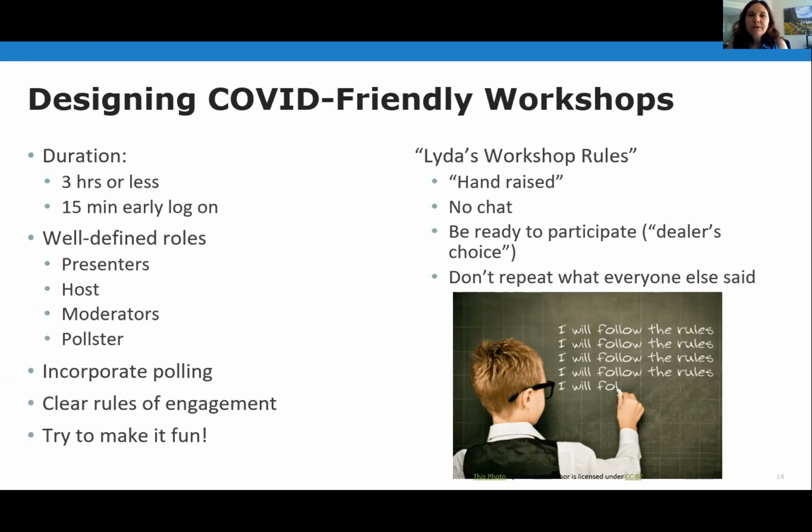And then finally, because we are in this virtual environment where you can't see people, we do want you to participate, but we don't want you to repeat what everyone else just said because otherwise that burns through your workshop time. So those are my little workshop rules, and that's the end of my public service announcement.